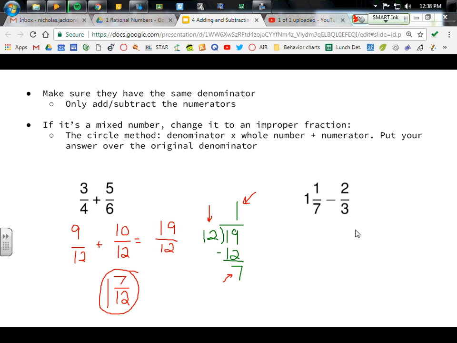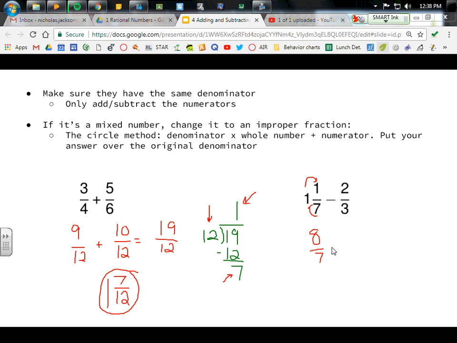All right, let's try this fraction over here. We have 1 and 1/7 minus 2/3. So, like I say up in my notes, we need to change 1 and 1/7 to an improper fraction in order to subtract them properly. So let's use the circle method. We multiply 7 by 1 to get 7, and then we add our answer, 7, to 1 to get 8. So 1 and 1/7 becomes 8/7.